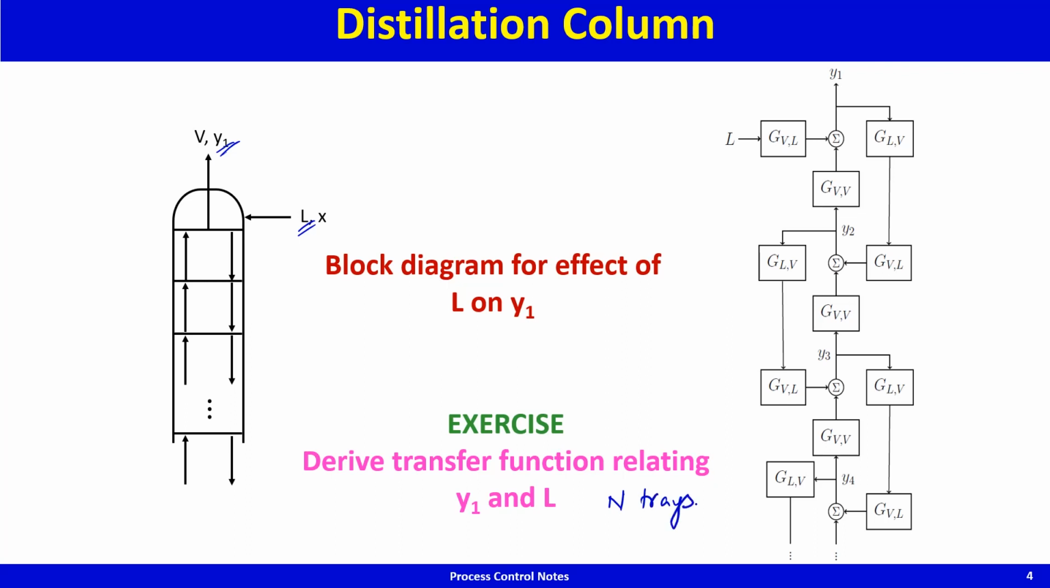So these are actually interacting lags. There are lags in series, but then there is this interaction. So these are actually interacting lags in series. What would be the transfer function for n interacting lags in series? Maybe you should try and solve this block diagram and get a neat expression and see if there's a pattern that emerges.